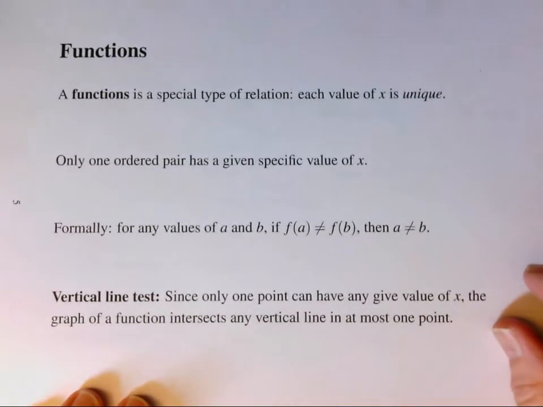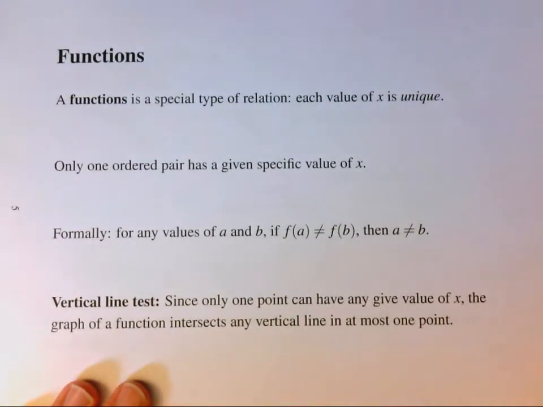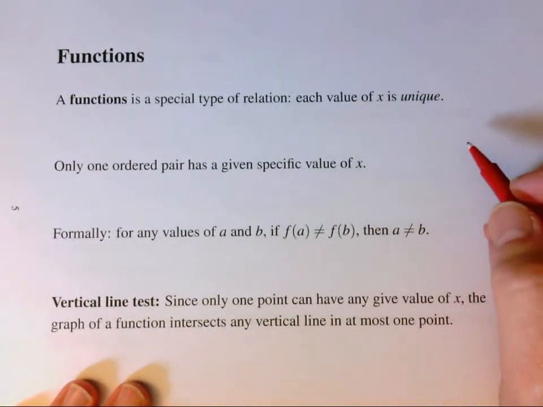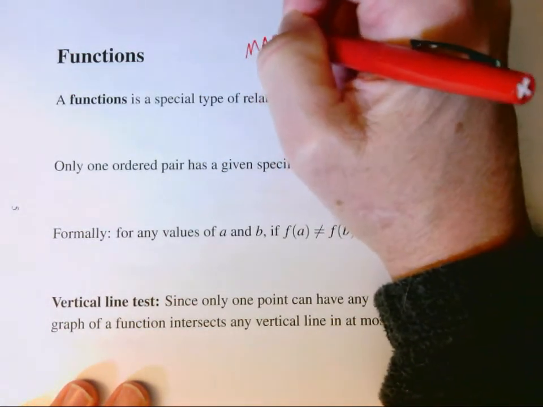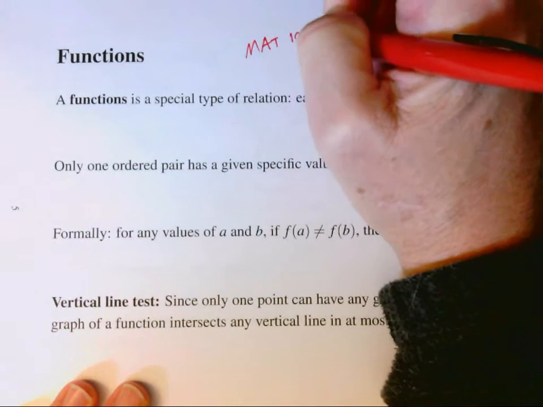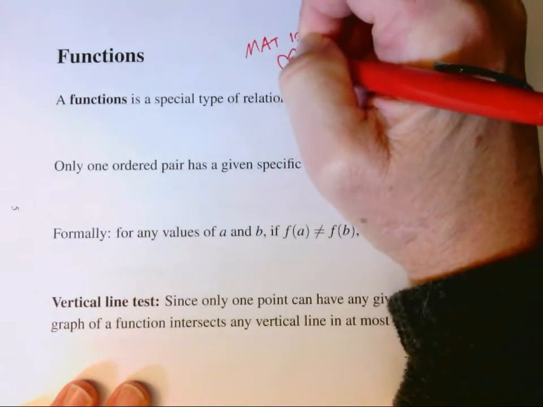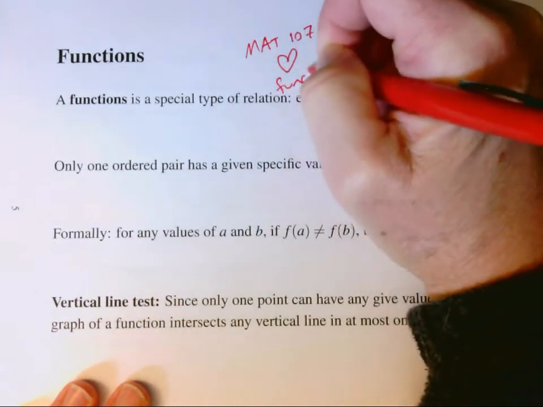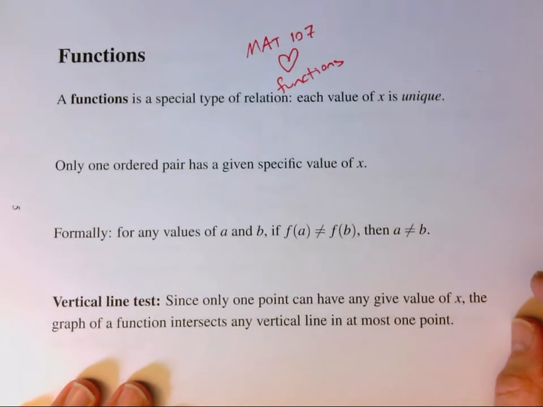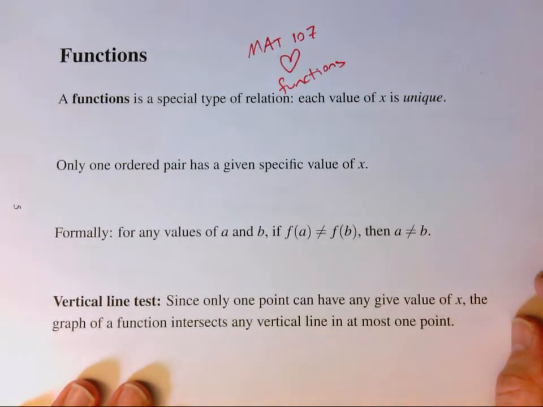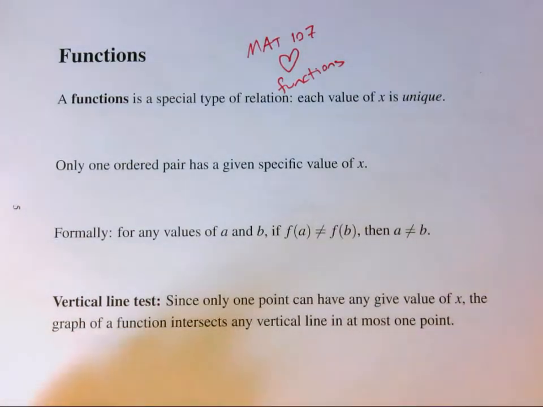Now, functions are a special type of relation. The important thing about functions is that they are the central object of study in Math 107. We start off in Chapter 1 looking at functions specifically, and then we recast all of algebra in terms of functions. It's the major unifying idea in college algebra.